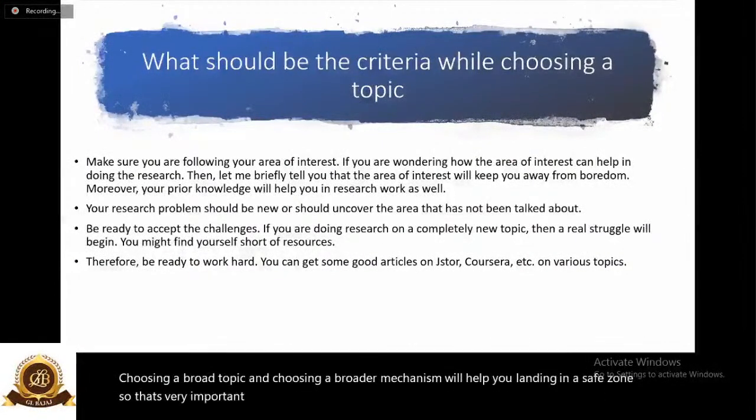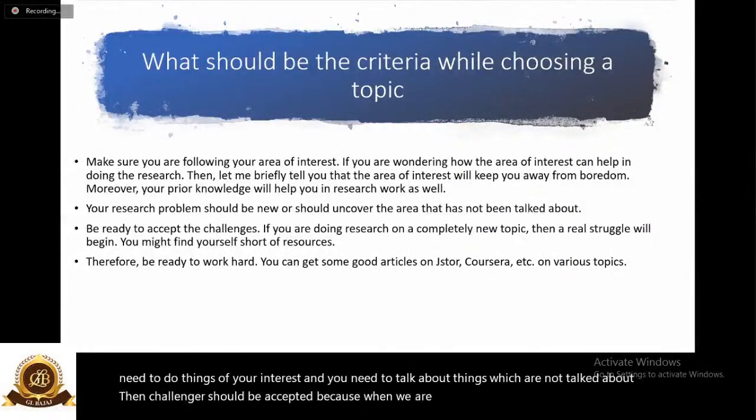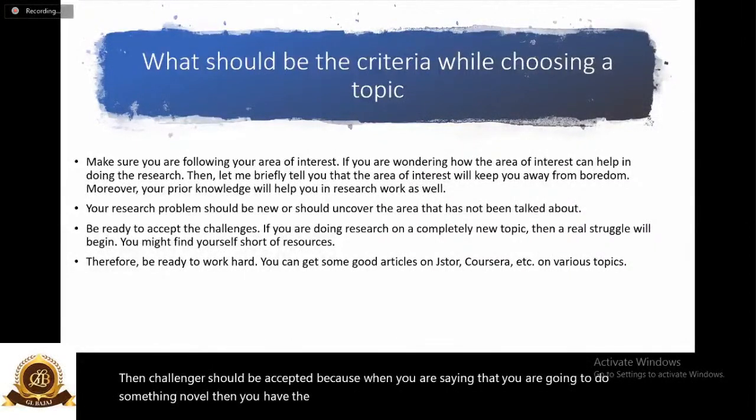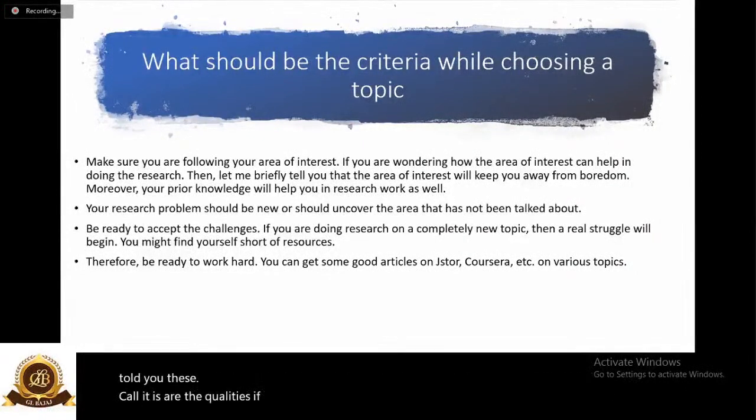Now, as I told you, the criteria for choosing a good topic is that you need to do things of your interest, and you need to talk about things which are not talked about. Then challenges should be accepted, because when you say you are going to do something novel, you have a challenge and you need to work hard on it. With passion and hard work, your research will be very fruitful.